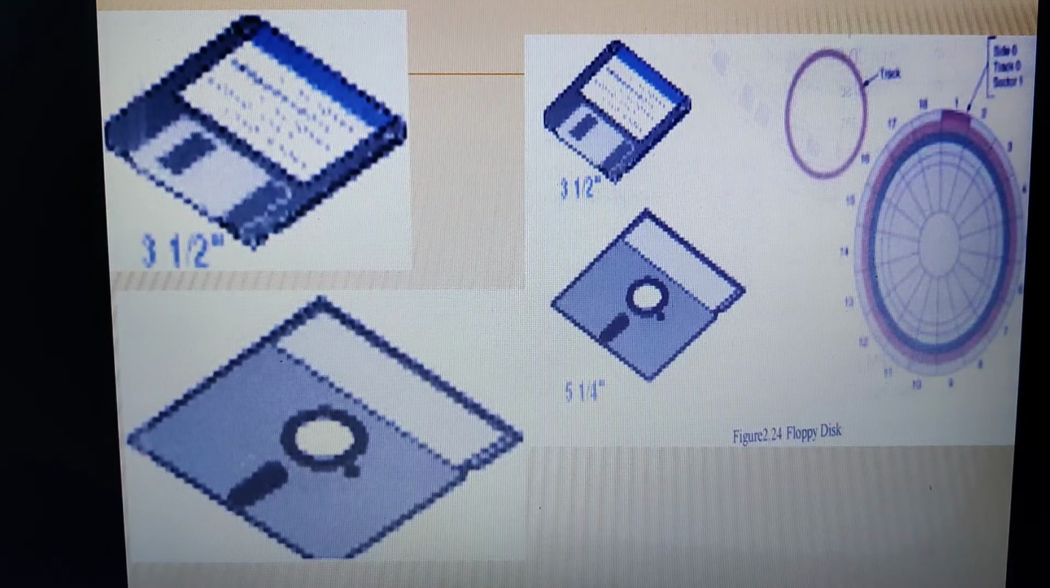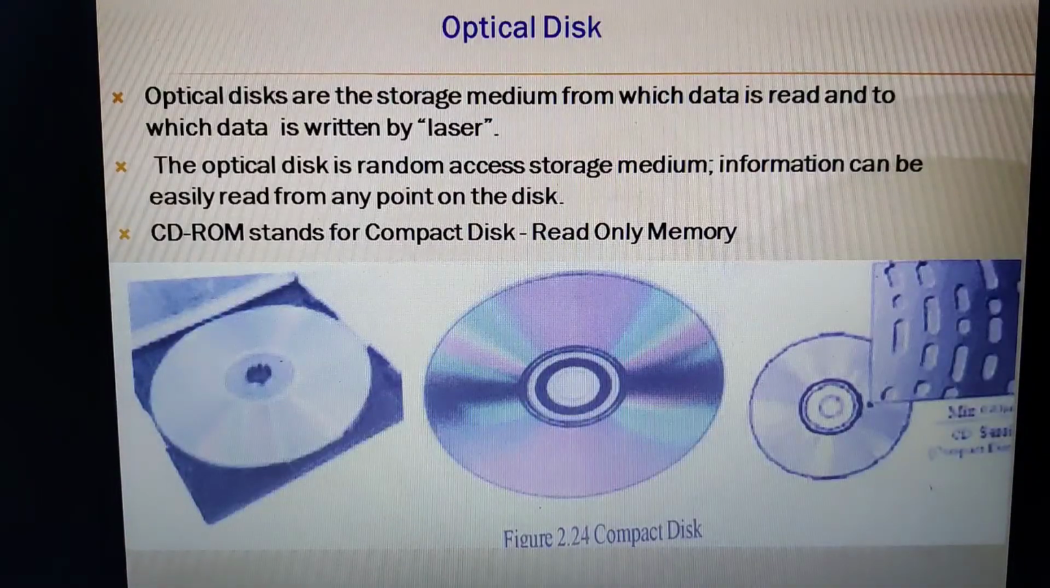In order to use the floppy disk, we have to have floppy drives. It has a very less storage capacity and has portability, and it is very inexpensive too. Alright, so this was all about the floppy disk. Now let us discuss the optical disk.